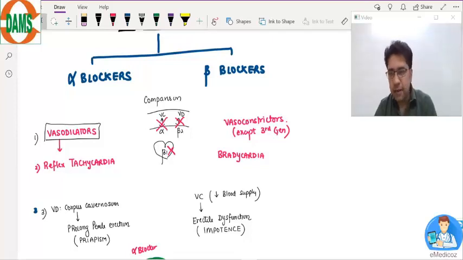Both beta blockers and beta agonists can lead to hyperglycemia. I have told you, beta agonists produce glycogenolysis. Beta blockers inhibit insulin release. So they both may cause hyperglycemia. Both beta 2 agonists and beta blockers cause hyperglycemia.